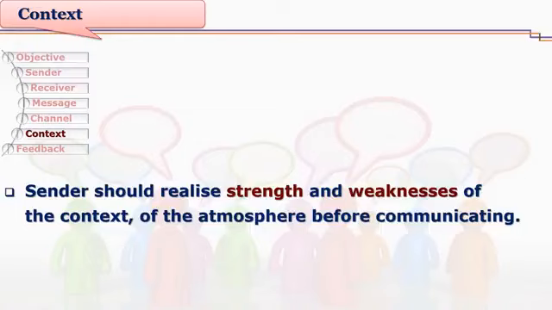The sender needs to realize the strengths and weaknesses of this context, of the atmosphere, before communicating. For example, the context itself may create many hindrances, difficulties, obstacles in the communication. A simple example is, if there is a lot of noise outside, then students cannot focus in the classroom. So the teacher gets disturbed while teaching, or even learners may get disturbed while doing some activities.